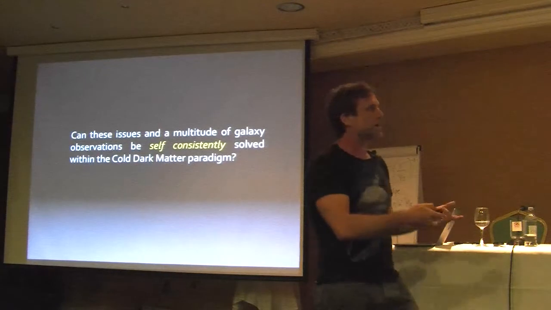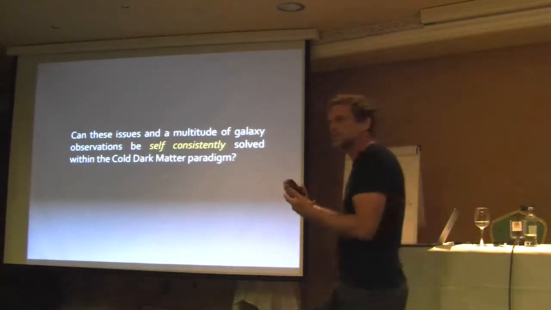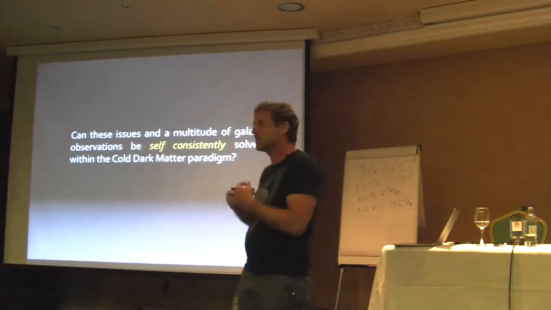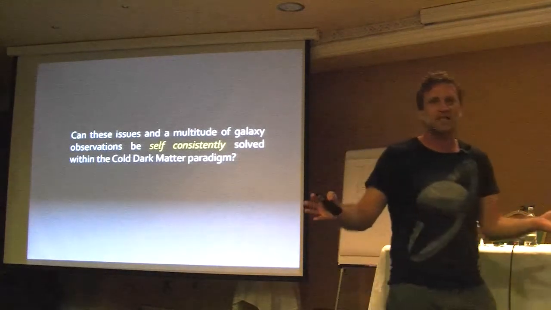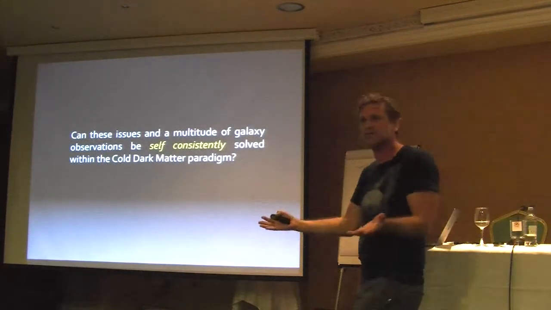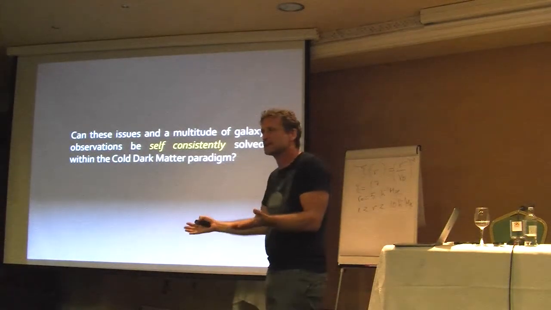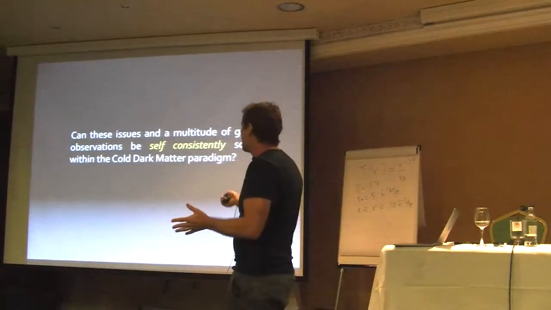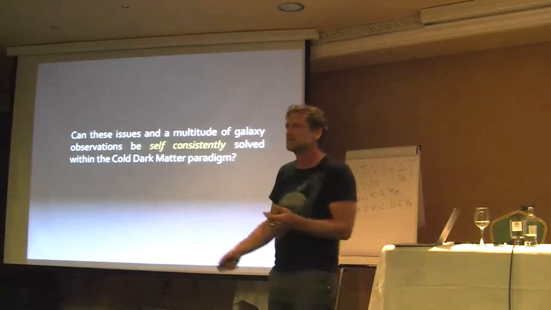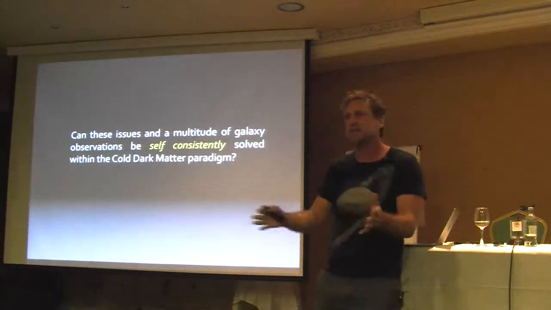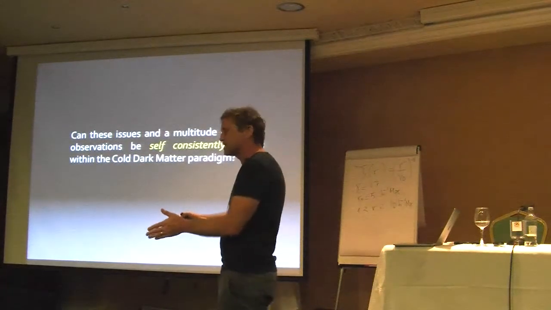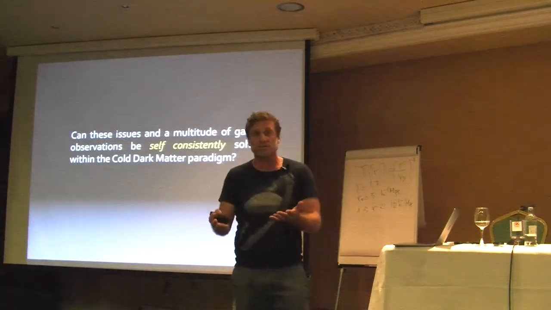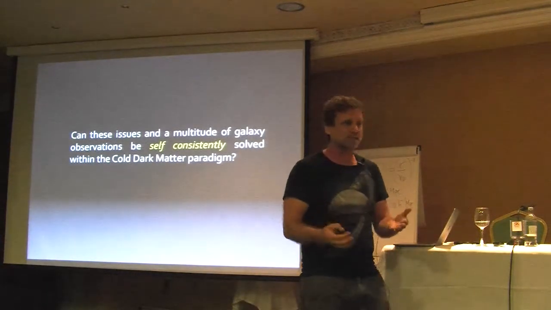So we really are trying to ask, when we make these models like Claudia was talking about with hydrodynamic simulations, can these problems and a whole multitude of galaxy observations, such as the CGM or where the metals are found, or the metallicity of galaxies, relations between metallicity and mass, there's a whole bunch of observations out there, and we want to self-consistently solve all of them within a cold dark matter paradigm. So if we improve or match one set of observations, does this self-consistently allow us to match another set of observations? There are many independent observations, and the goal is to try and self-consistently match all of them.